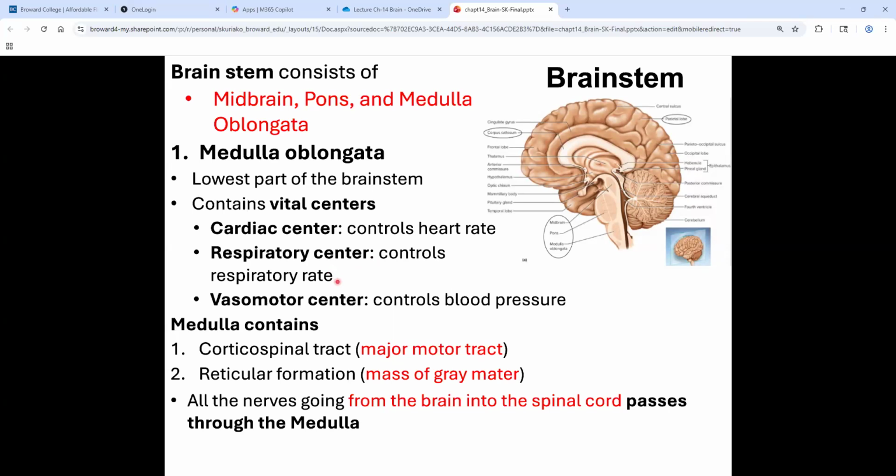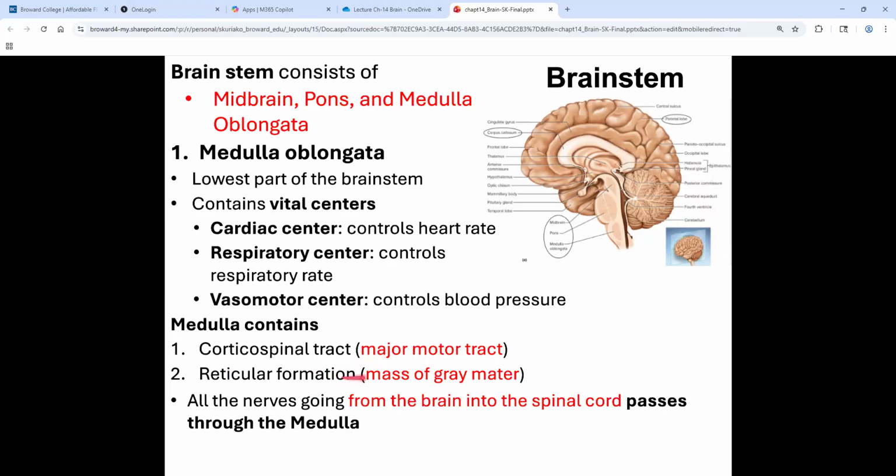So all these vital centers, that's why if the brainstem is damaged, forget it, you're not going to survive because the vital centers will be knocked out. And also, coming to the medulla, this is the medulla, which is the bottom part of the brainstem, and it contains major motor tracts. And one of the major motor tracts is the corticospinal tract. So we studied about the corticospinal tract in the last class. We said that is one of the descending tracts.